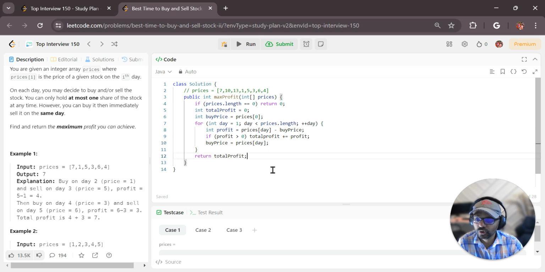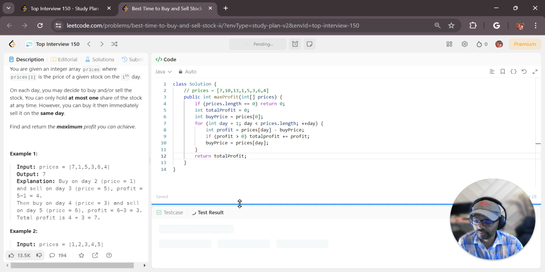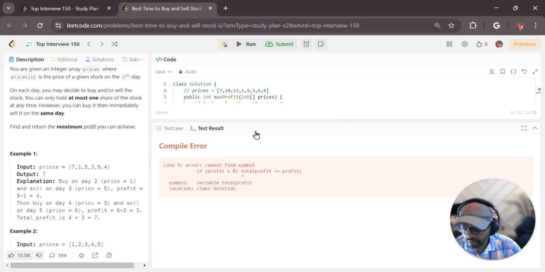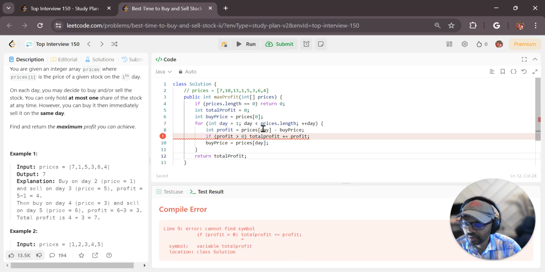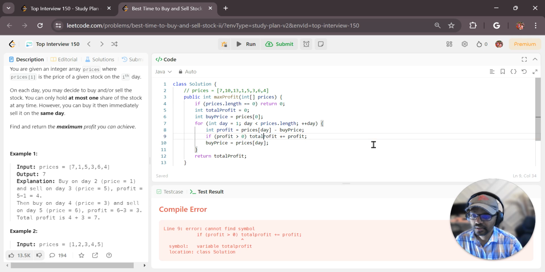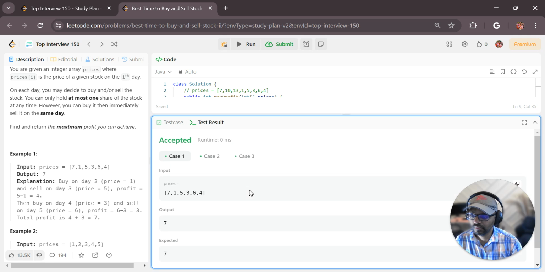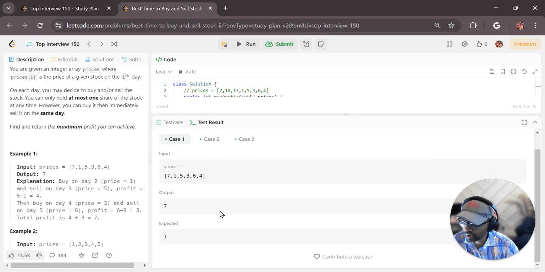So I think this should actually work pretty well. Let's try to run this. Okay, compiler error is easy to solve. Oh yeah, I again have a typo in casing. Total profit. There you go. Okay, so in this case, it did get a 7.